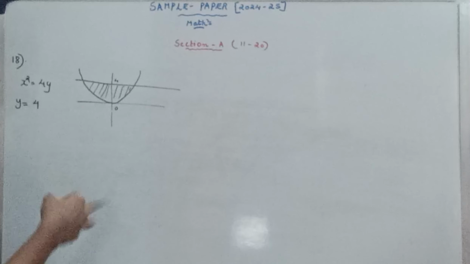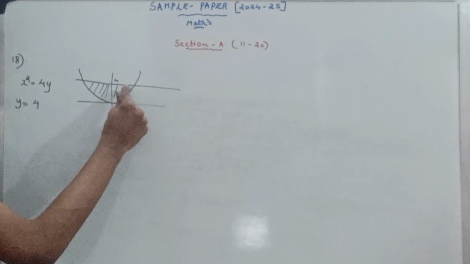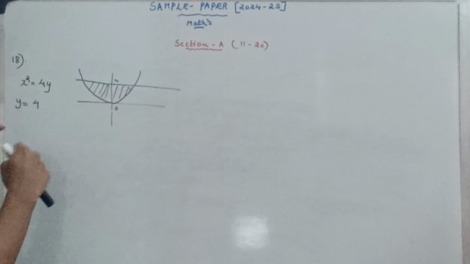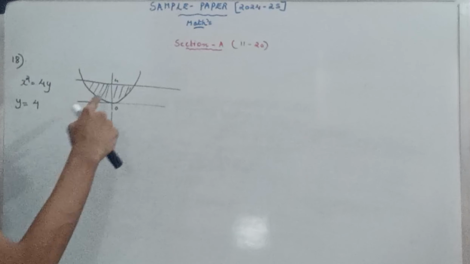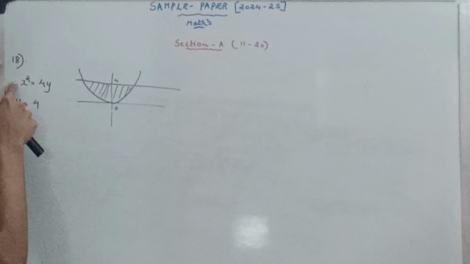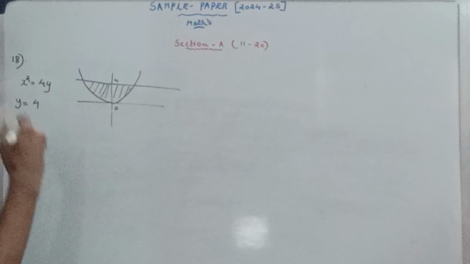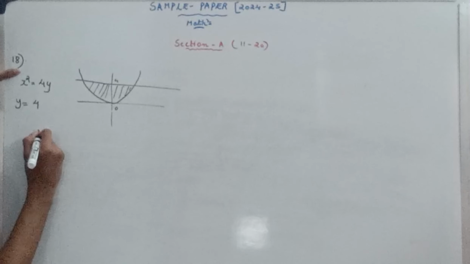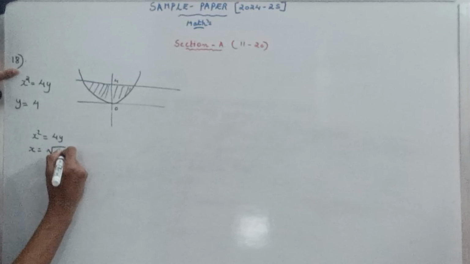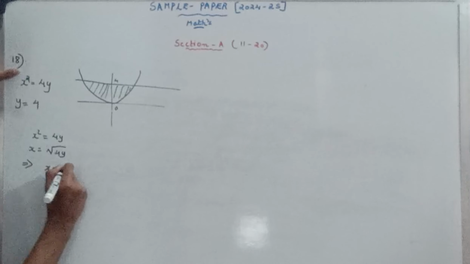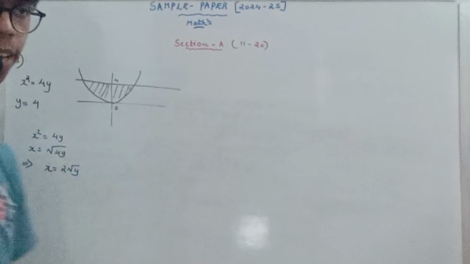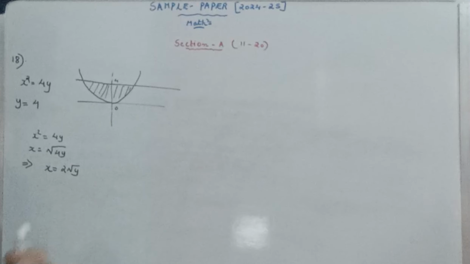In order to do that, first let us find the area of this region and we can multiply it by 2, isn't it? Now if you see over here, this area is bounded to the y-axis. So if the area is bounded to the y-axis, we need to write x is equal to something. From x square is equal to 4y, x is equal to root of 4y, so we get x is equal to 2 root y. If it is bounded to the y-axis, we have to find x. If it is bounded to the x-axis, we have to take y.